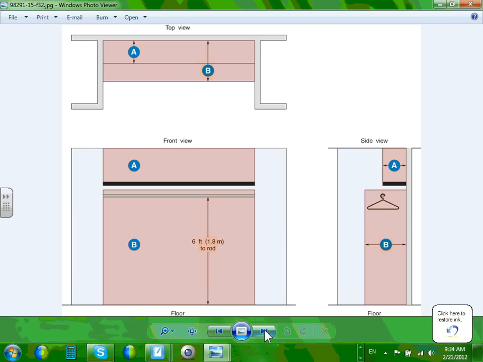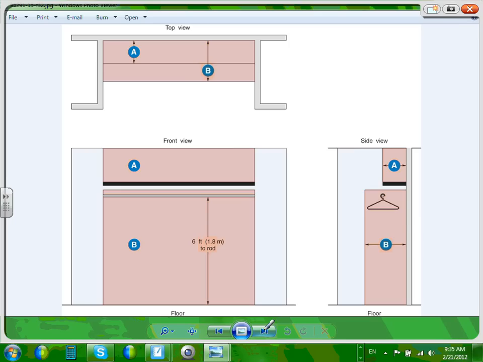Okay, the last thing, guys, is about clothes closets. If you have a clothes closet, if this is a closet here, they define this base as 6 feet. This base is 12 inches. This base is 24 inches. And this base 6 feet.